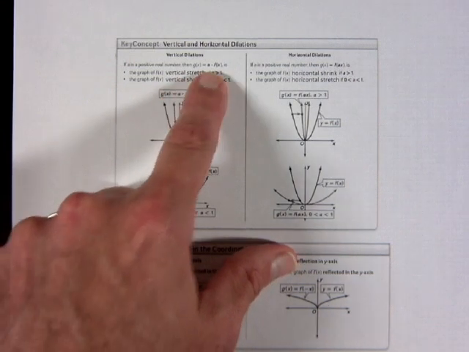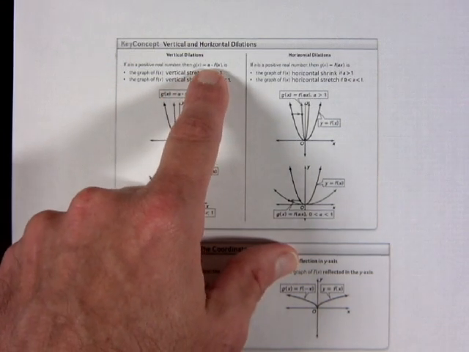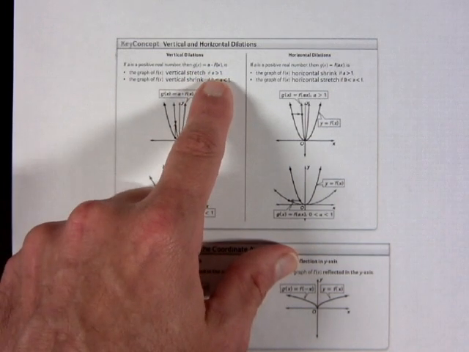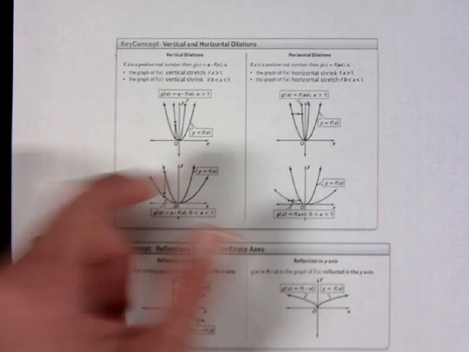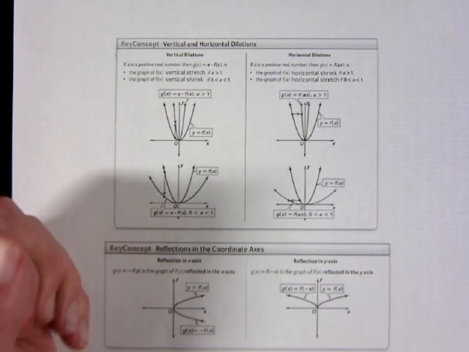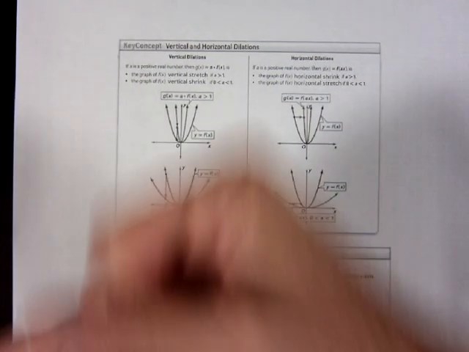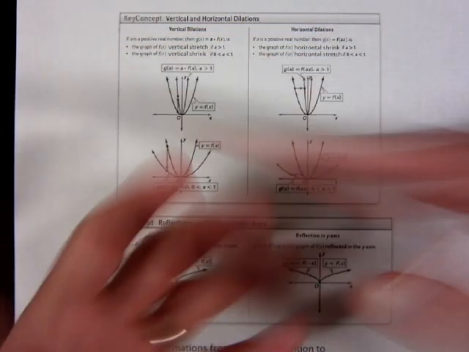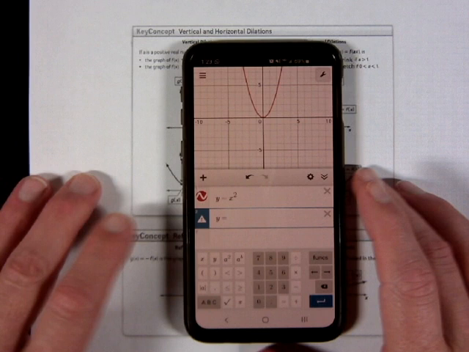And so the number that you've multiplied directly to the function, depending on whether it's greater than 1 or between 0 and 1, will determine whether a vertical stretch has occurred on the graph or a vertical shrink has occurred on the graph. Let's see what it looks like on the graph itself.